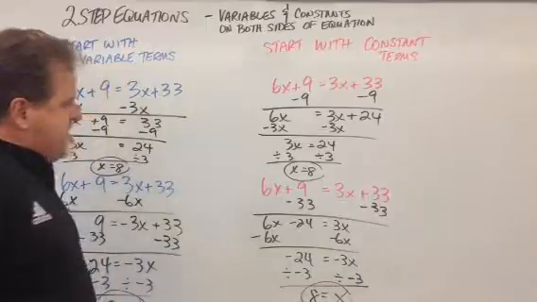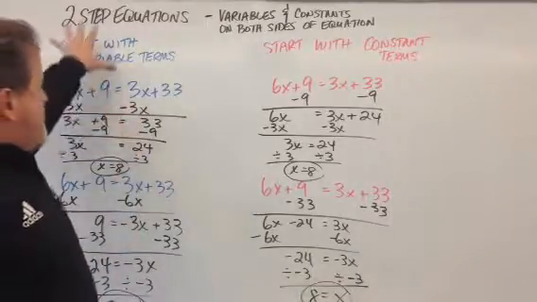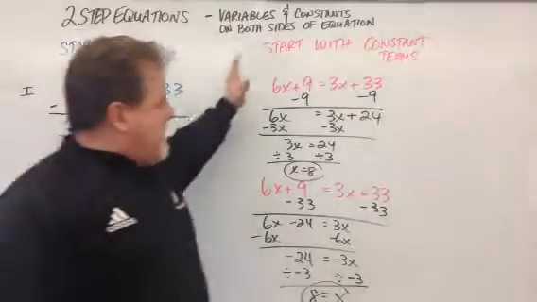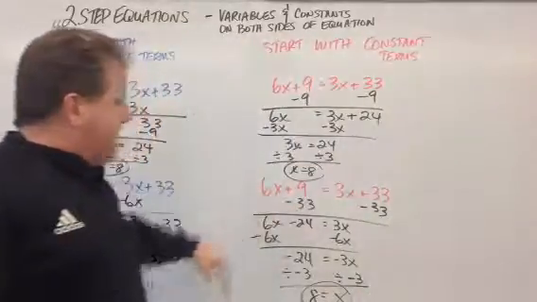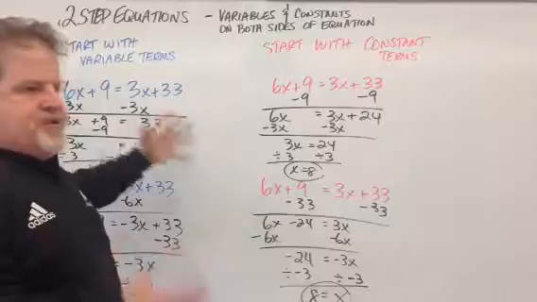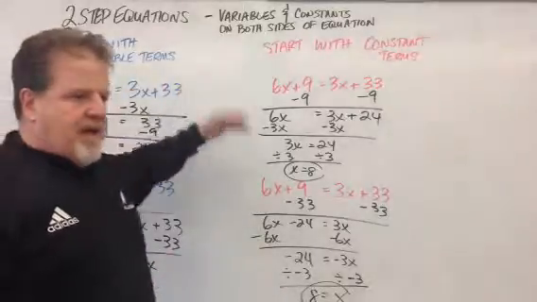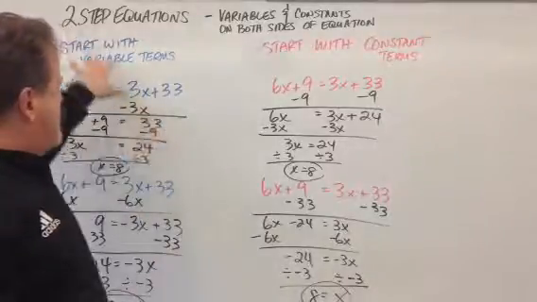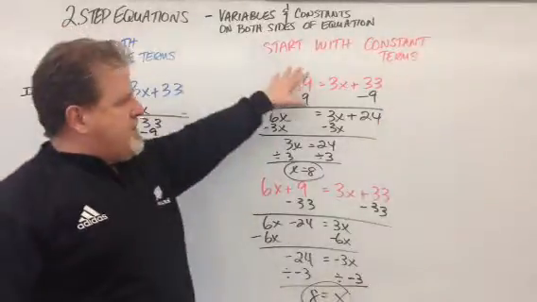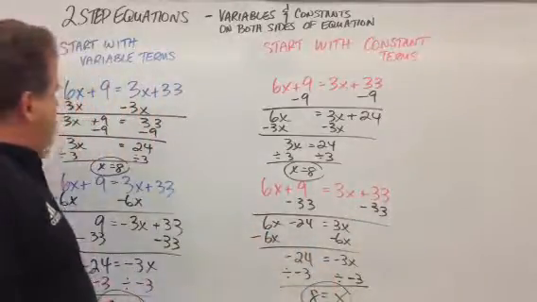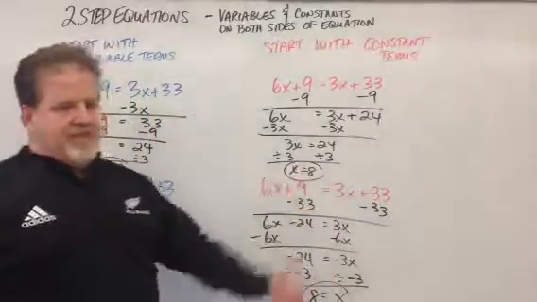So what I'm hoping that you'll see is that no matter what you do, if you start with variable terms, move them to the right or move them to the left, or start with constant terms and move them to the right or move them to the left, no matter where you jump into this problem, where you jump in kind of dictates the way you have to do the problem the rest of the way. You can start with variable terms or start with constant terms. And if you move constants to the right, you got to move variables to the left. If you move variables to the right, you got to move constants to the left.